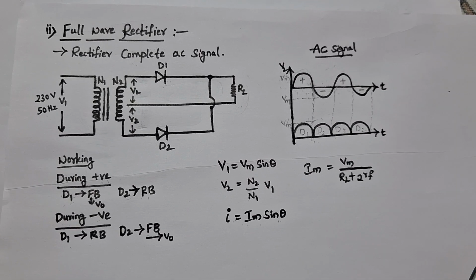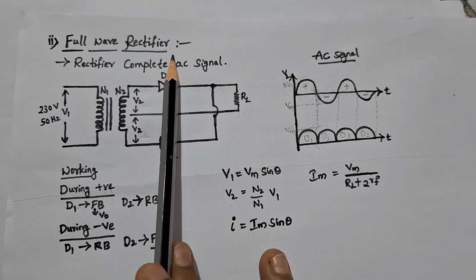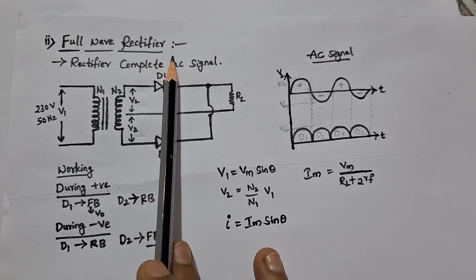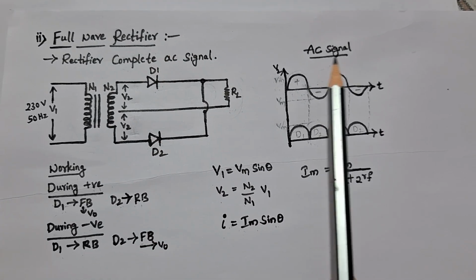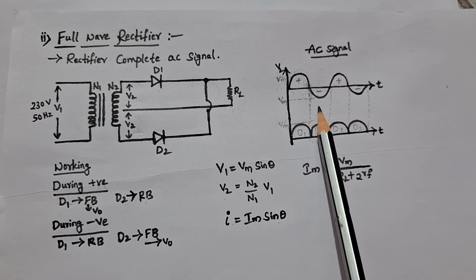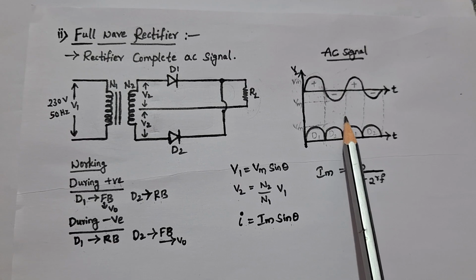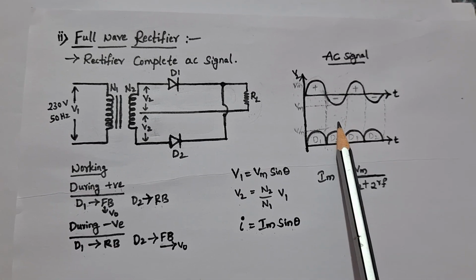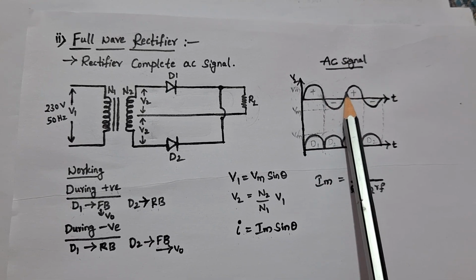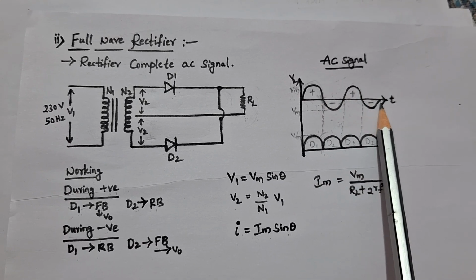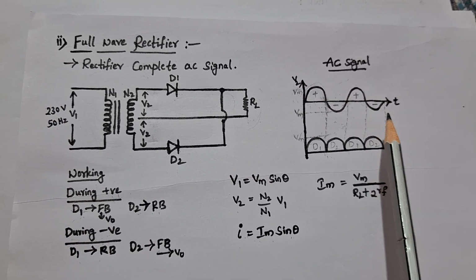Today we will start with full wave rectifier. This full wave rectifier rectifies the complete waveform. It rectifies the complete waveform of an AC signal. See here, this is an AC signal of full wave rectifier, which means it rectifies both the positive half of the input cycle and the negative half of the input cycle. That's why they name it full wave rectifier.